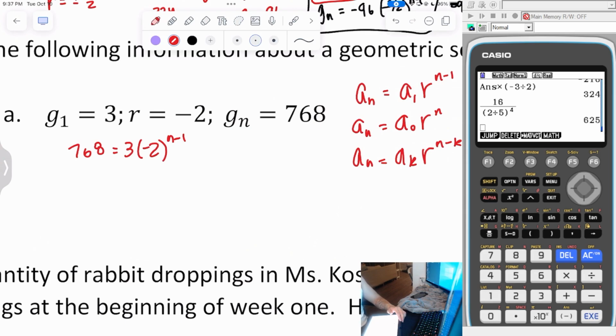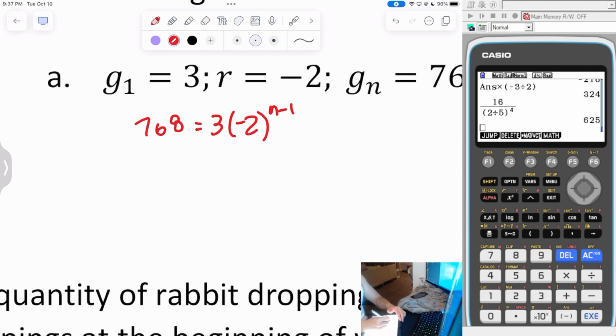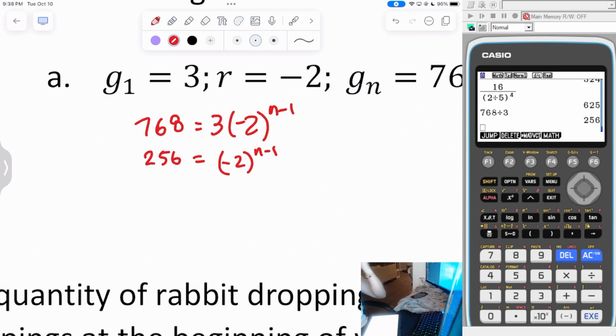This one will be slightly tricky, but I'll be sure to explain to you how to figure it out. So first up for sure, let's take 768 and divide by 3. So let's see, 768 divided by 3, I get 256 is equals to negative 2 to the power of n minus 1. Now, if you want to pause the video and try to figure this out, feel free to do so. If not, let's keep going. So, ideally, I wish I could solve for n, and it's a really precarious situation, right? It's currently in the exponent.